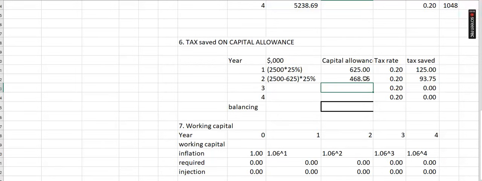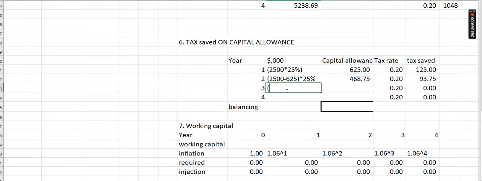But to save time in the exam, because you have no time, you find the same 468.75 by just saying 625, the previous depreciation, times 75%. Where's 75 coming from? 100 minus 25. So you get 468.75. That's the quickest. Instead of saying 2.5 million minus 625 times 25%, you can just say the previous depreciation times 75%.